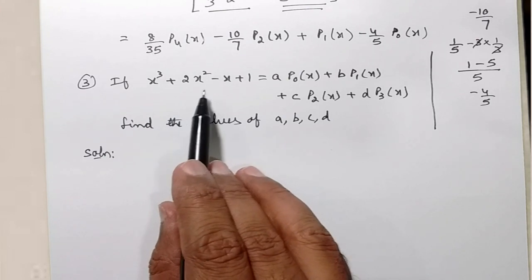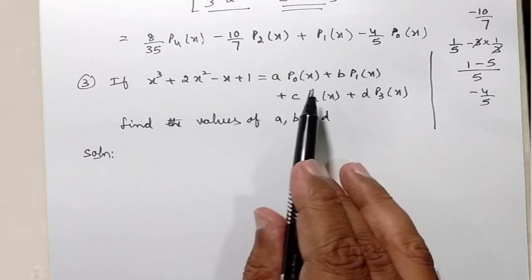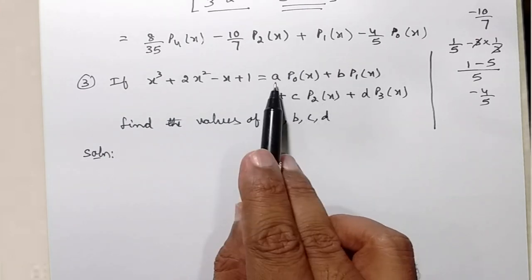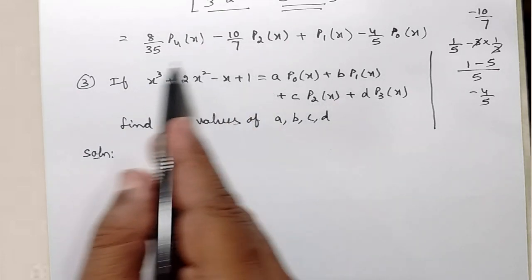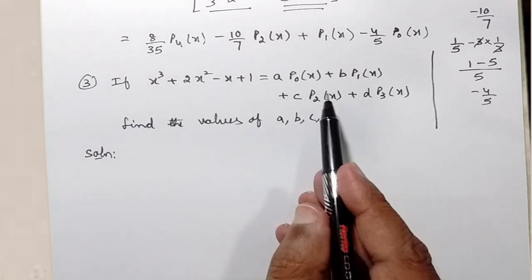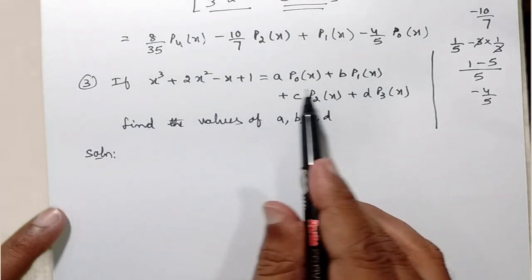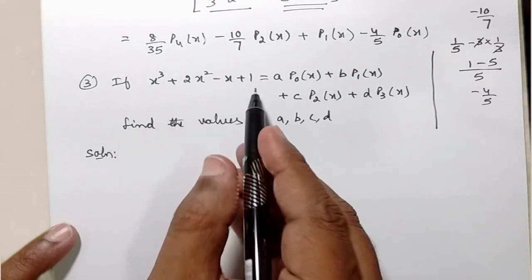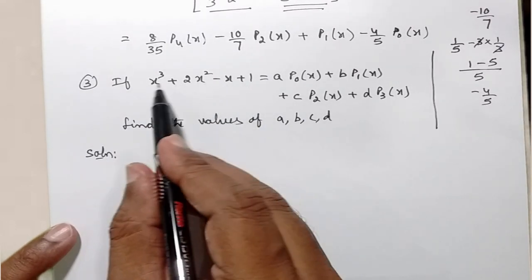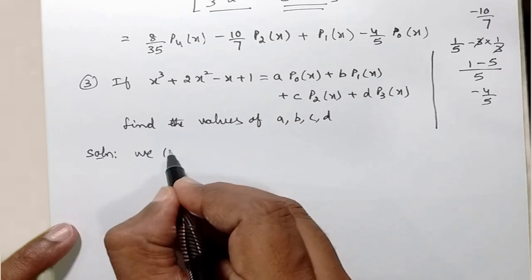If x cube plus 2x square minus x plus 1 is equal to so much, we need to find out these values a, b, c and d. So first we'll take the left hand side and see what right hand side value we'll be getting, and try to find the values of a, b, c and d. So first we need to write down the values of x square, x cube. We know these values already.